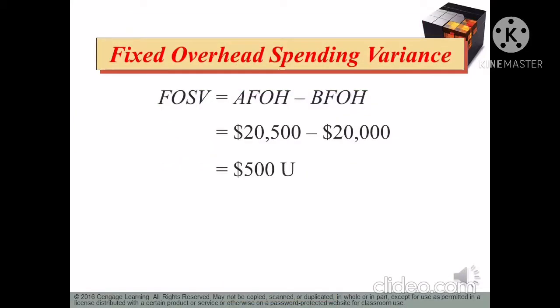Here is the formula for fixed overhead spending variance, AFOH minus BFOH. AFOH stands for actual fixed overhead, while BFOH stands for budgeted fixed overhead. You can get these from the previous information for fixed overhead variance, where AFOH is $20,500 minus budgeted $20,000, and the final answer is $500.